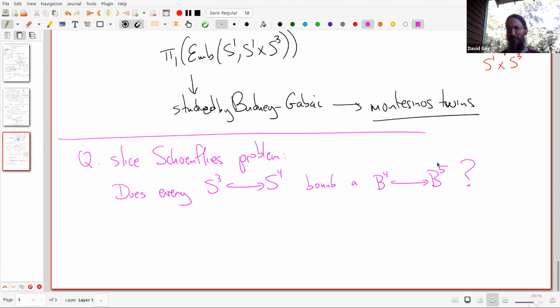I don't have time to tell you why, but I asked a couple of older people who thought about the Schoenflies problem over the years, and they were like, I don't know. It's kind of weird. If you're going to study the real Schoenflies problem, this obviously could be easier. So why not start there? But as far as I can tell, no one's really thought about it.